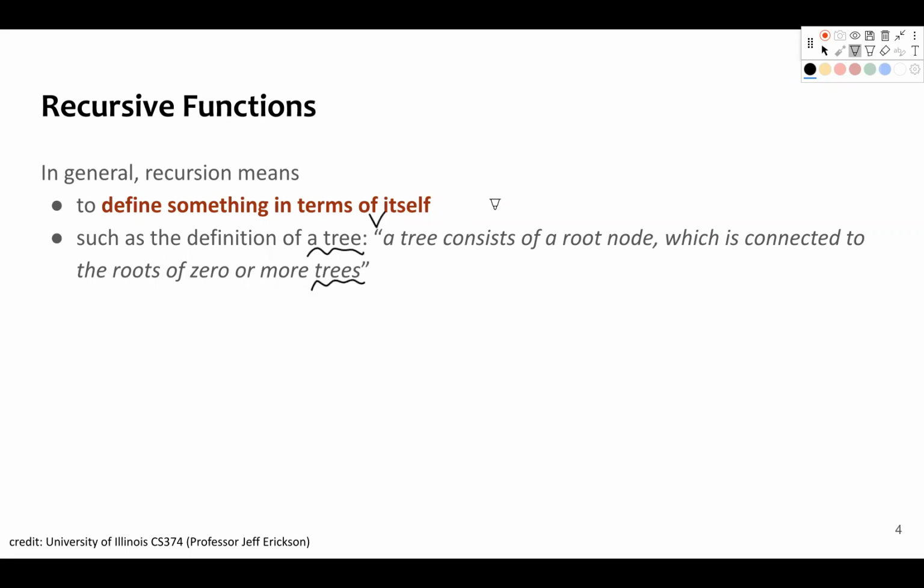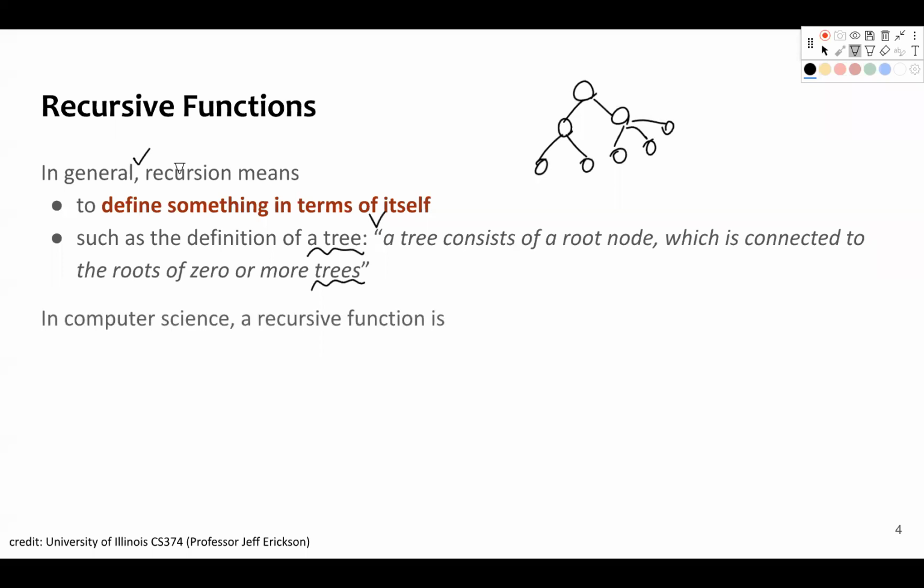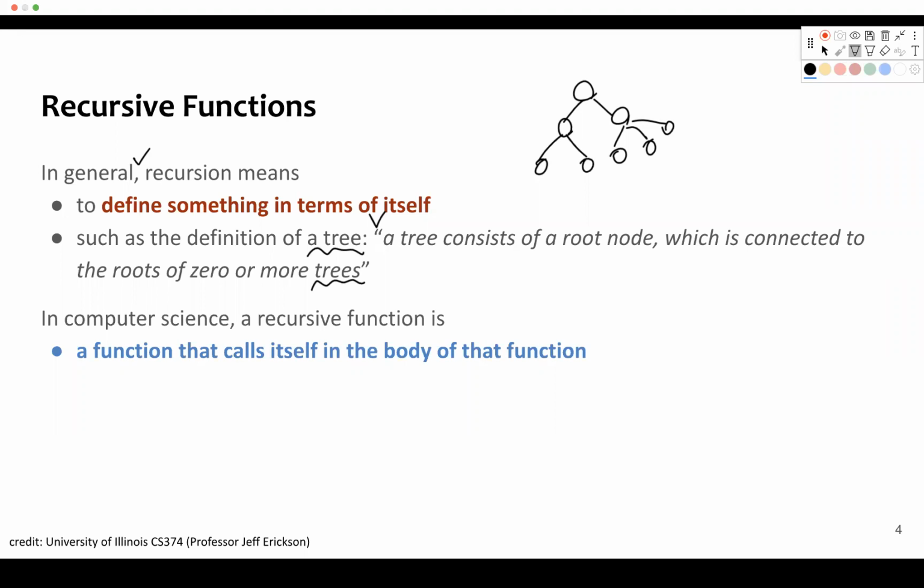So it is somewhat confusing. Tree looks like this. We will actually learn how to define and implement this tree data structure later in this course. But anyway, this is what recursion is in the general sense. In computer science, a recursive function is a function that calls itself in the body of that function.